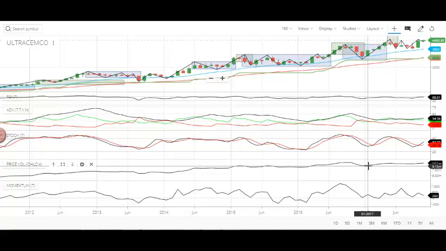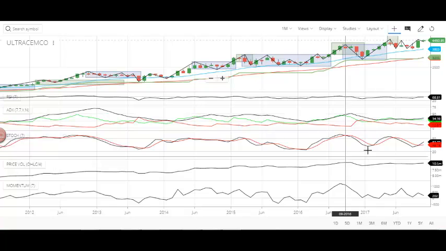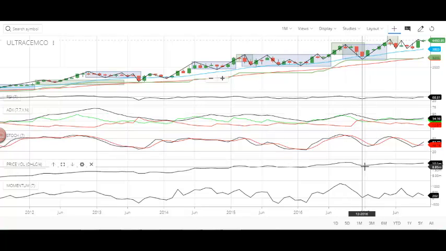Whenever a dip is happening, immediately after the dip the price volume graph is peaking up. Here you can see, right? There is a dip here, there is a dip here, and after that the volume has peaked up, and again there is a dip, like that.